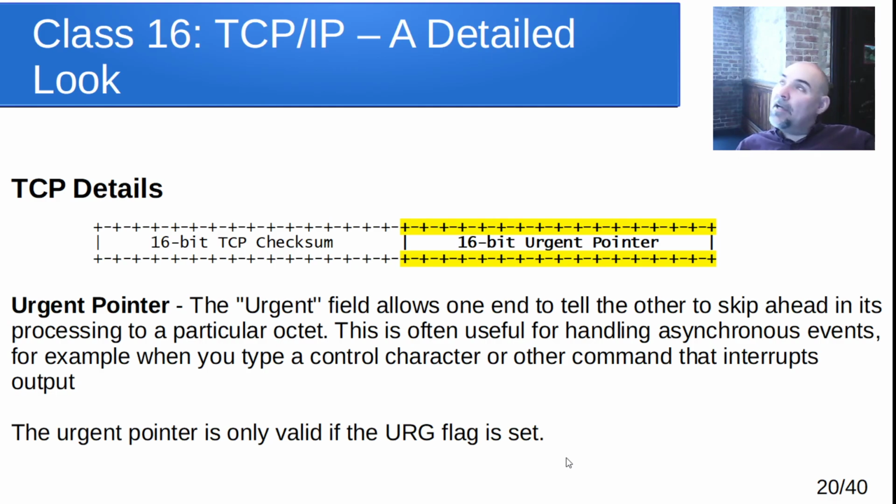And then finally, the urgent pointer. The urgent pointer field allows one end to tell the other end to skip ahead in its processing to a particular byte number, a particular offset. That can be useful for handling asynchronous events. For example, you type a control character that interrupts the output. You could say, hey, jump ahead to this. Even though I've already put this other data in, here's something important I want you to jump ahead to. And that urgent pointer is used to jump ahead to that position that's specified, but only if that urgent flag is set in the packet.